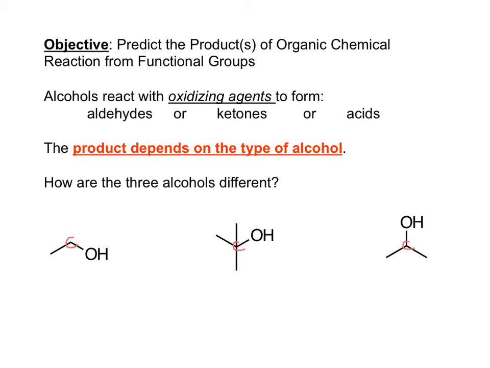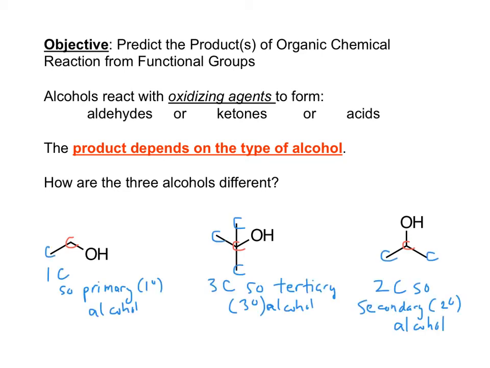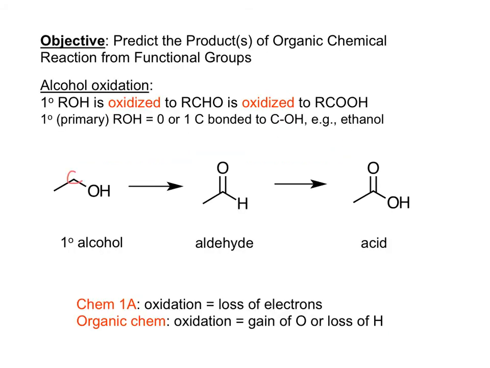I drew in the carbon bonded to the alcohol group. How many carbons are bonded to that carbon? And the answer is, what we want to do is identify an alcohol as a primary, secondary, or tertiary alcohol. So a primary alcohol is oxidized to an aldehyde, which is further oxidized to an acid.